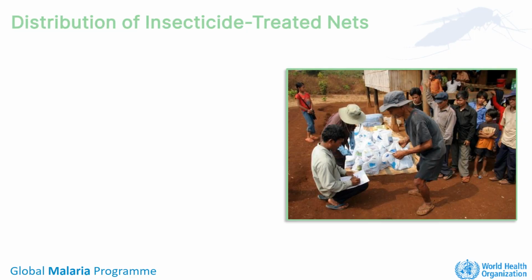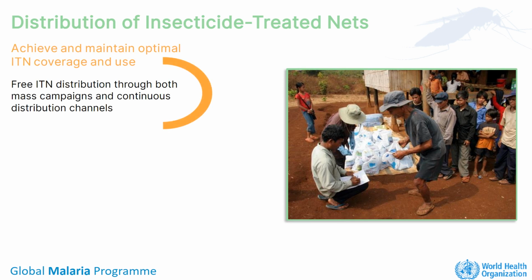WHO recommends that countries use a combination of mass and continuous distribution of ITNs through multiple channels to achieve and maintain optimal ITN coverage and use. Optimal coverage refers to providing populations at risk of malaria with access to the intervention, coupled with health promotion to maximize use and ensuring timely replacement. In practice, this often means calculating the number of ITNs that would be required for everyone to have access, with recognition that system inefficiencies and use patterns might not result in 100% coverage.